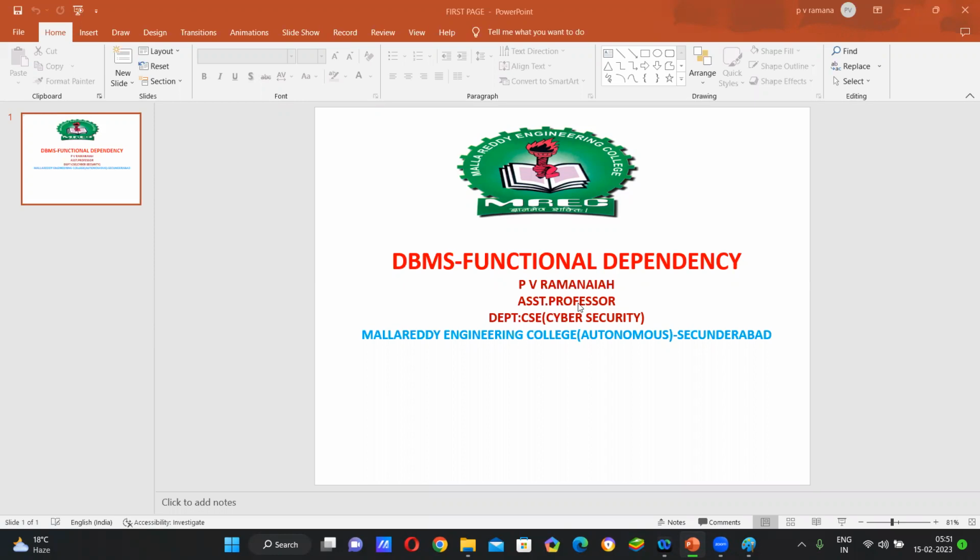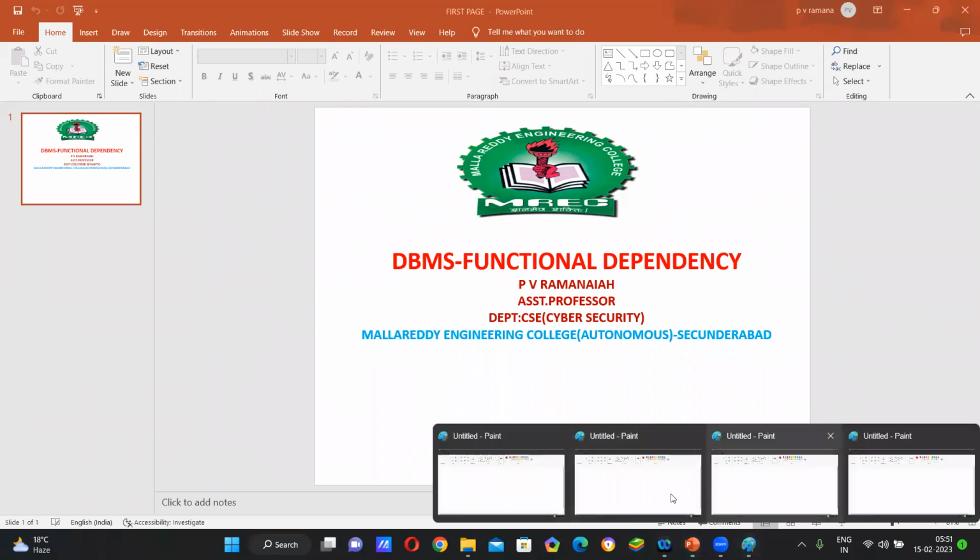Myself, P.V. Ramanaya, Assistant Professor, CSE Cyber Security Department, MREC Main Campus. Today, I am going to give a lecture on functional dependencies in DBMS. Let's start. What is a functional dependency?